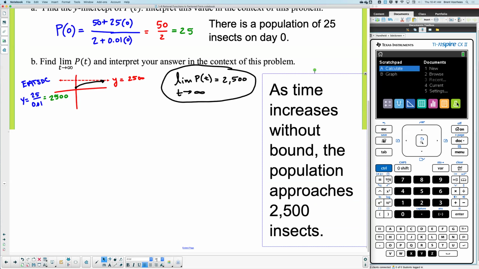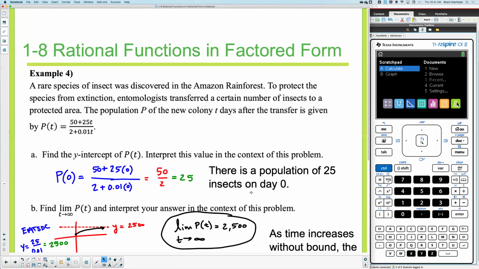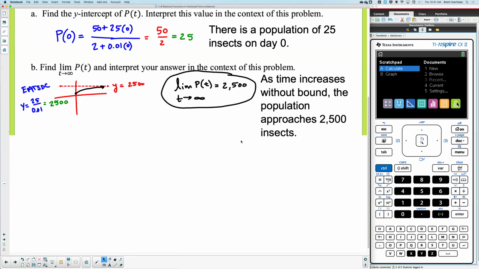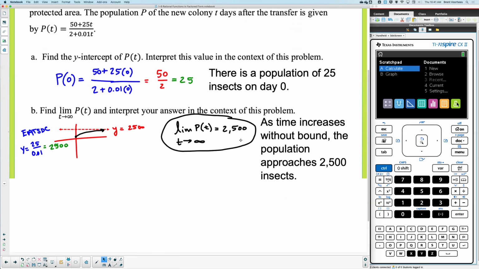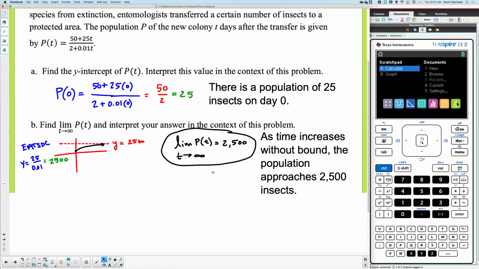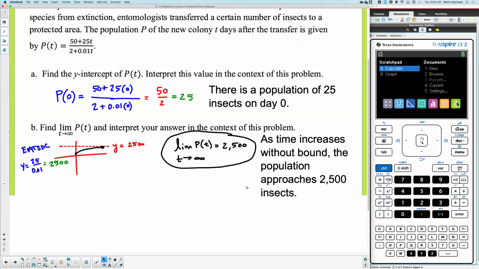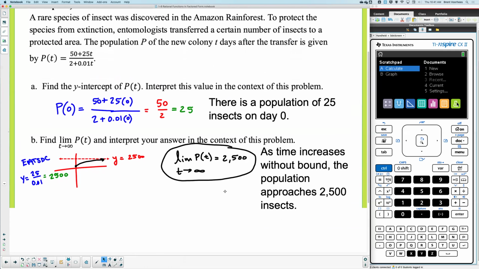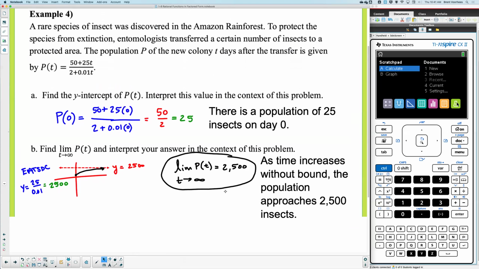That's how you would write that. That's your interpretation. As time increases without bound means going to infinity. That's the English way of saying that. As time increases without bound, the population approaches 2,500 insects. Approaching means that's where it's going. All right. With that, we made it to the end.